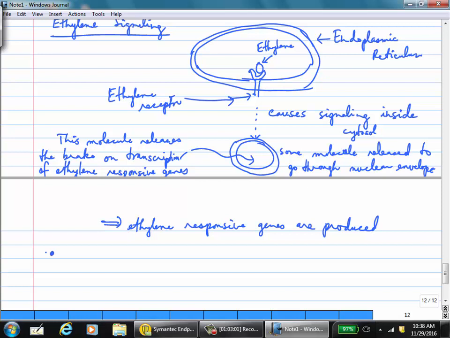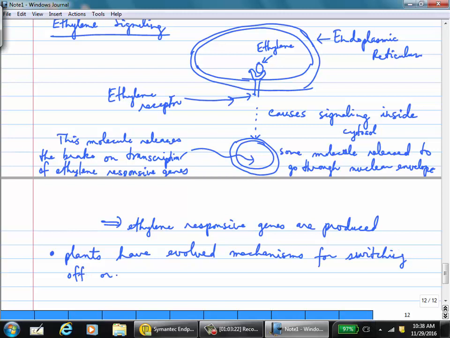All right, any questions? Now plants have evolved mechanisms for switching off or attenuating signaling responses.